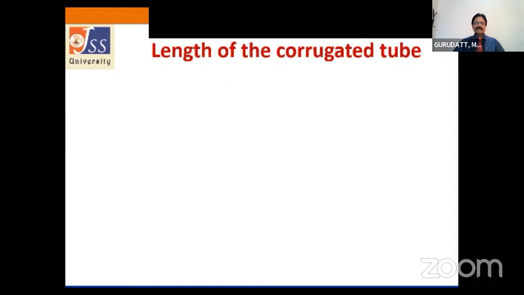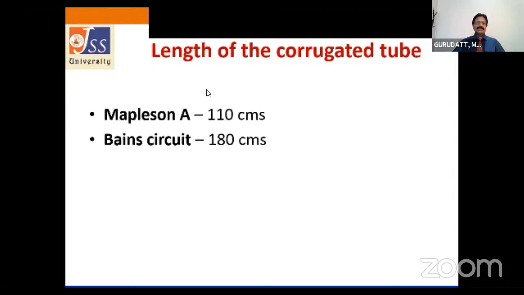So usually, in the majority of circuits, the most common circuits we use are the Mapleson A circuit and the Bain circuit. In the Mapleson A circuit, the length is usually 110 centimeters. Again, it's an exam question for you. And in the Bain circuit, it's about 180 centimeters.